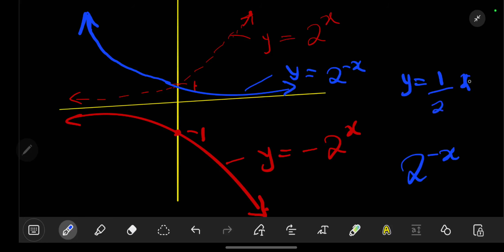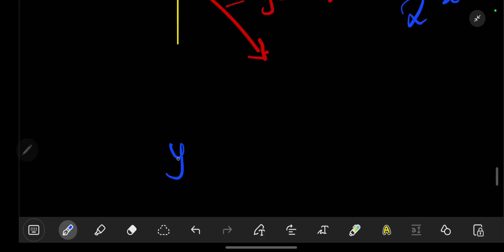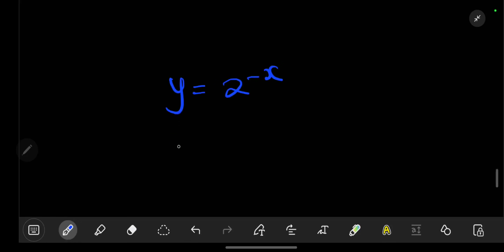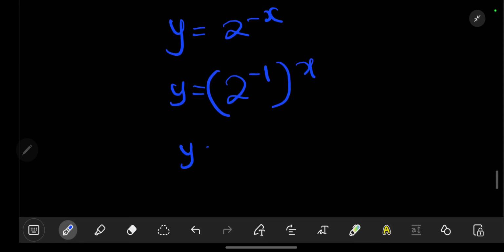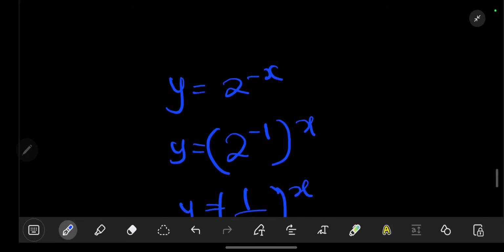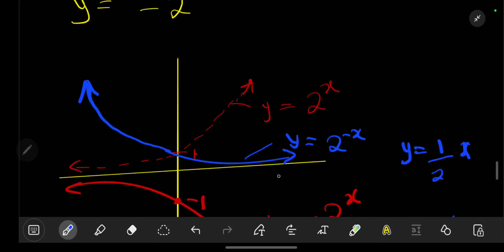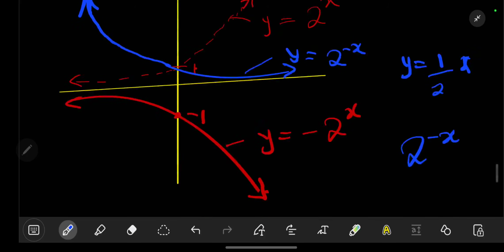As you can see, this is exactly the same graph, because if you have, let's say, y equal to 2 to the power -x, this can be written as y equal to 2 to the power of -1 times x, like that. This is still going to give you y equal to 1/2, then we have the power of x, like that. So this is still the same. That's how come this graph is rotating. You are going to see as we look at other graphs.